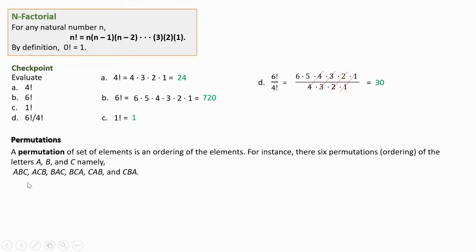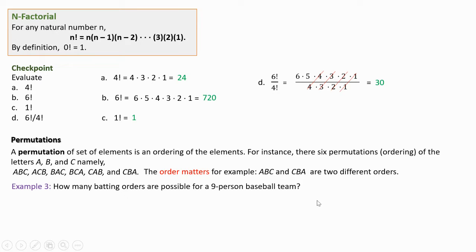Now comes permutations. A permutation of a set of elements is an ordering of the elements. For instance, there are 6 permutations, or orderings, of the letters A, B, and C. Here, for example, are the possible arrangements you can get: 3 letters in 6 different orders, 1, 2, 3, 4, 5, 6. The order matters. For example, ABC and CBA are 2 different orders.